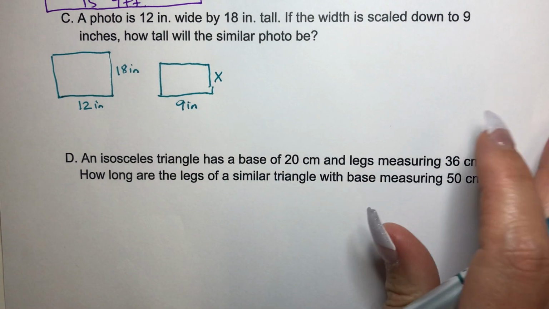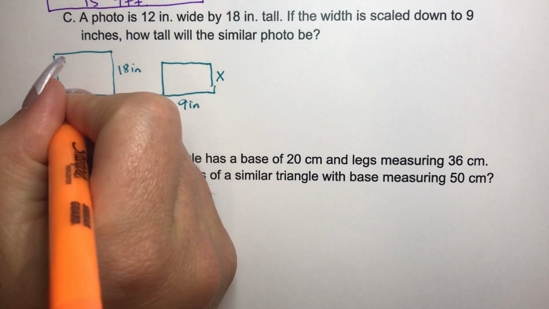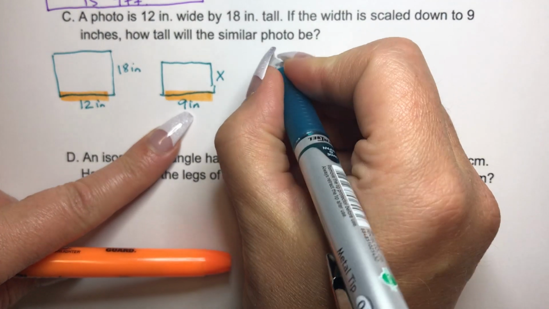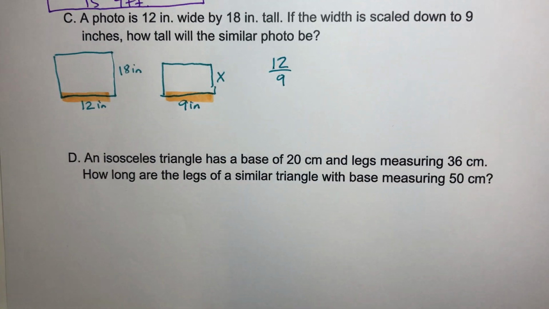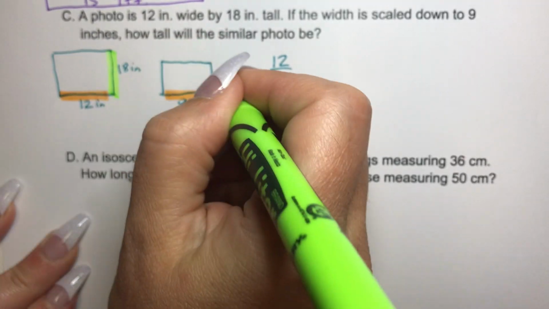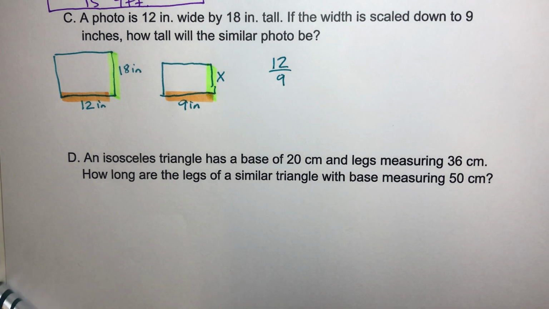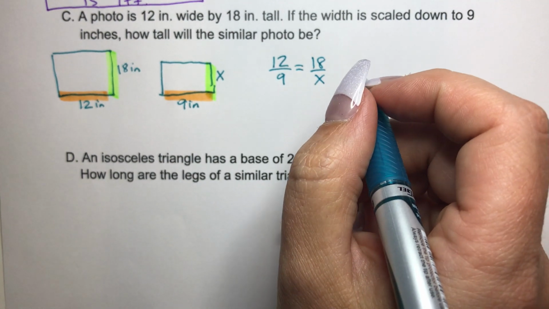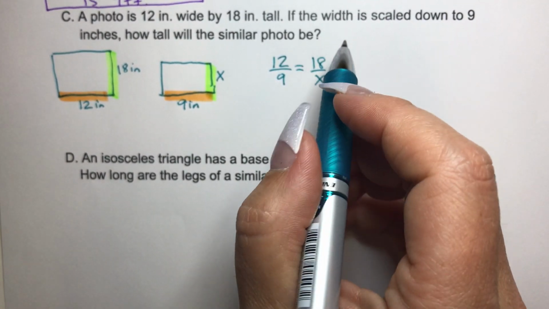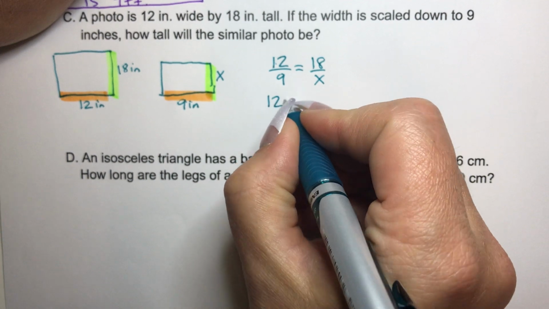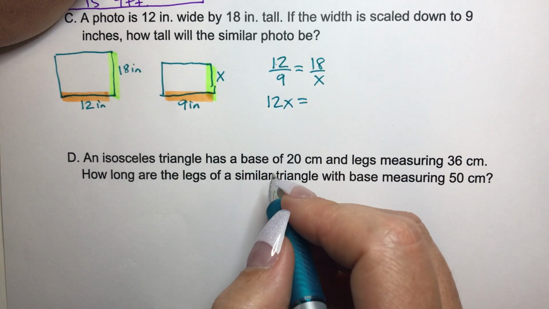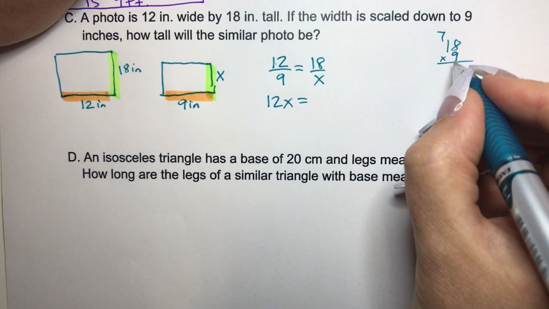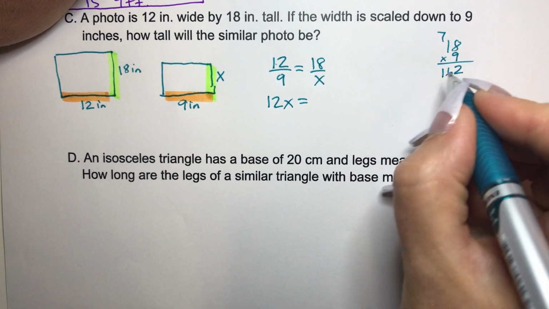All right. So what we know is that the widths are corresponding sides. So I'm going to go 12 over 9. And then I also know the heights are corresponding as well, and that is going to equal 18 over x. So from here, I'm going to use that cross products property. So 12 times x is 12x equals 18 times 9. I'm not sure what that is. 72. 9 times 1 is 9 plus 7 is 16. 162.